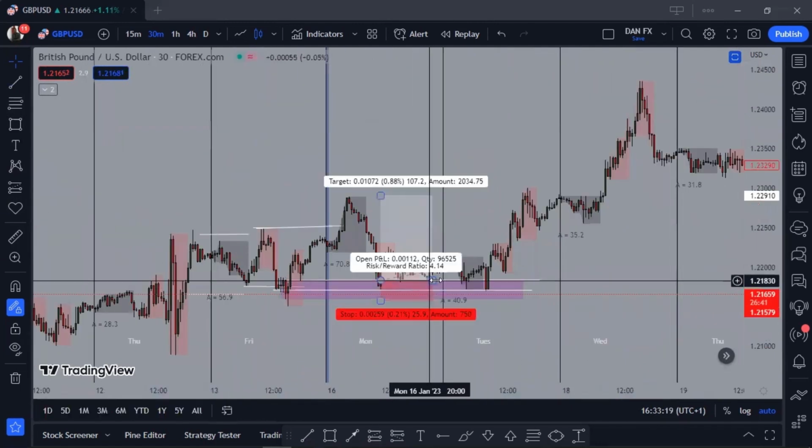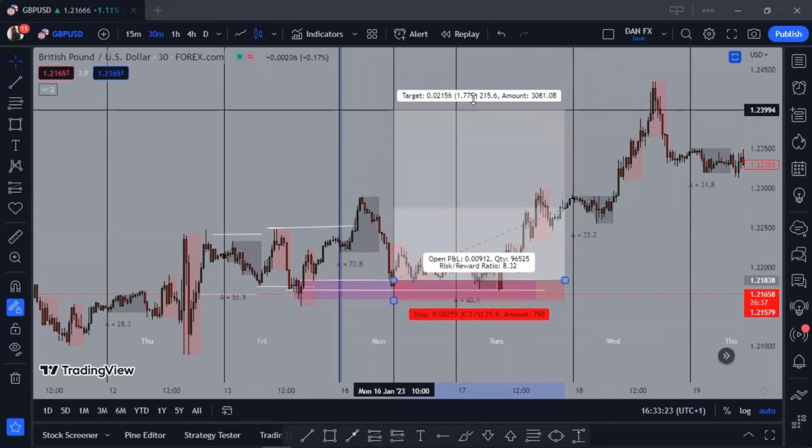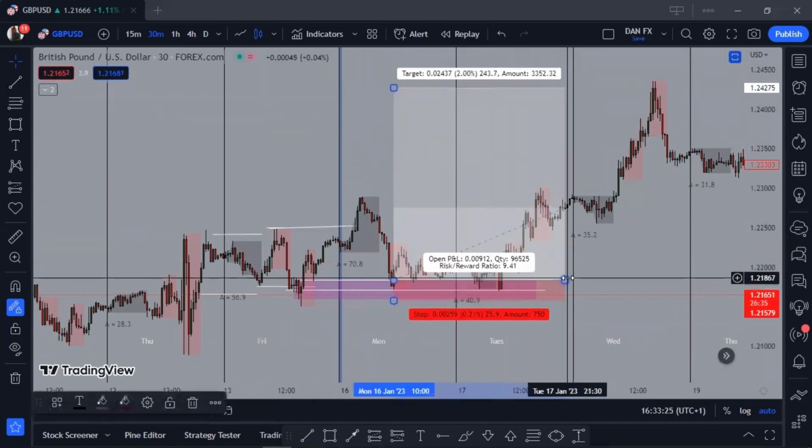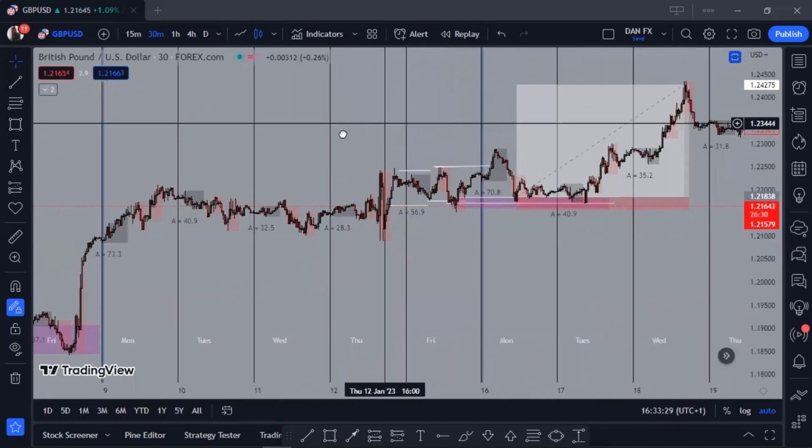So this took some time to move up, but it still eventually went up. So they held it for 2 days. This would be a 1 to 9 risk to reward on this trade, right?